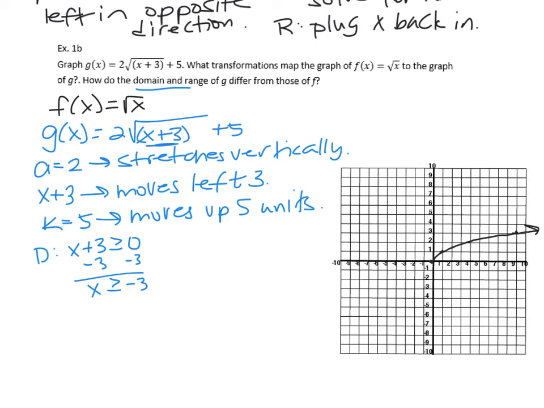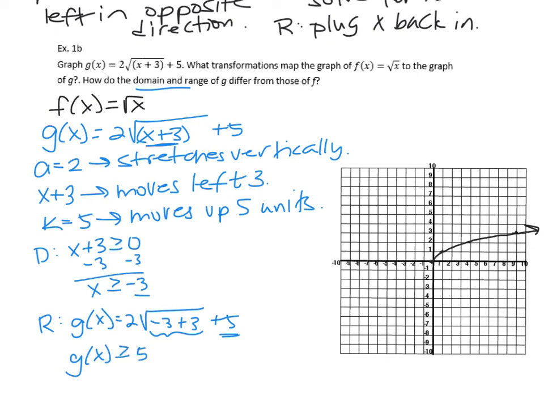To figure out our restriction for our range, we plug that back in. If we plug in negative 3 for x, that means our output is going to be the square root of negative 3 plus 3, which is 0, and the square root of 0 is 0. 0 times 2 is still 0, plus 5 is going to be equal to 5. Now, if x is greater than or equal to negative 3, g of x will actually be greater than or equal to 5, whatever that value was for the k.